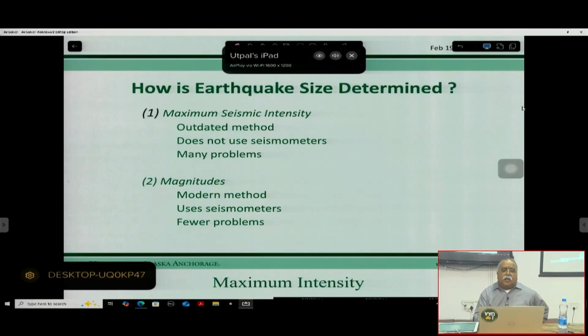So that is basically what we call nowadays the maximum seismic intensity. That way we always measured the earthquake, but we have found out that that method may not be always correct, because the intensity scales are very much dependent on the point where you have observed or where the earthquake has occurred. So beyond that, it will be very difficult to estimate from the destruction caused.